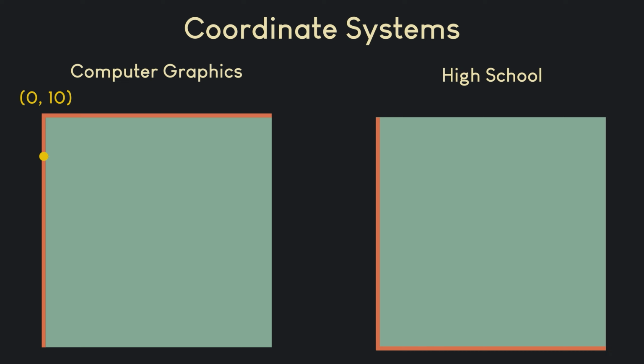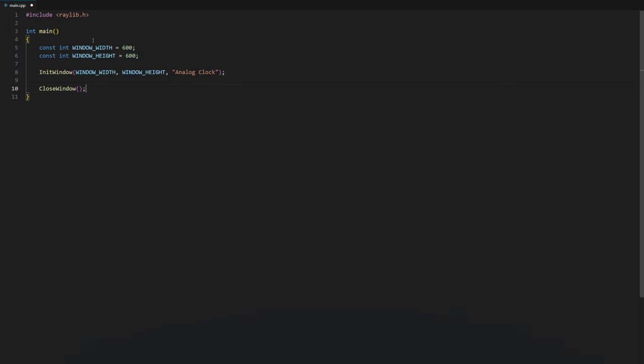This means that a point at 10,10 will be located 10 units to the right and 10 units down from the origin. We will be using the top left corner coordinate system today. That's why it is important to understand the differences between these two coordinate systems. The basic setup of our project is ready. Let's now work on the main loop.